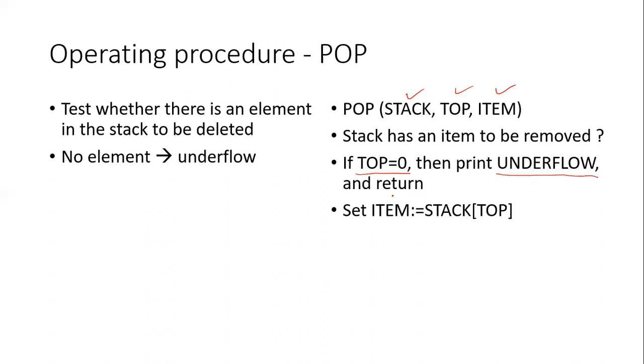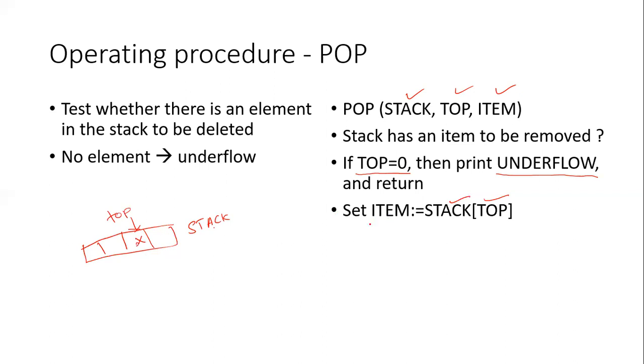Else means what? If top is having some valid value, then first we take the value from where? As usual, from the stack of top. So once again, if you show it in the form of an array, and now the top is pointing somewhere, and this array is called stack. So from the stack of top, from this location, the value will be taken.